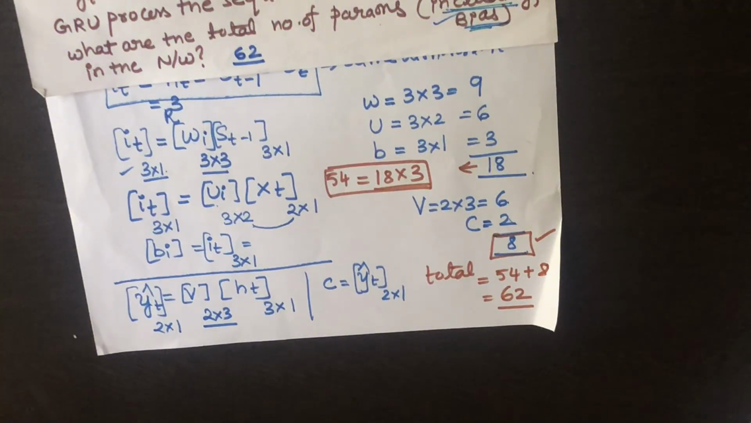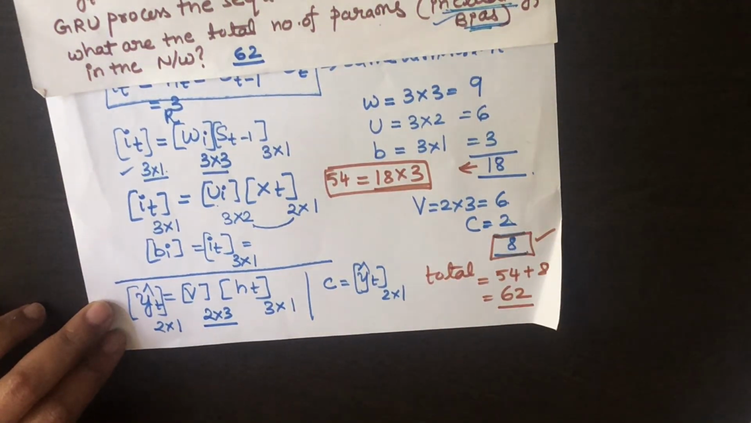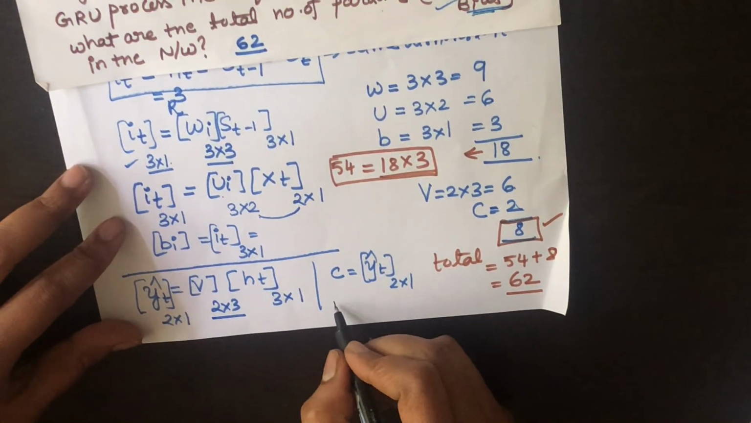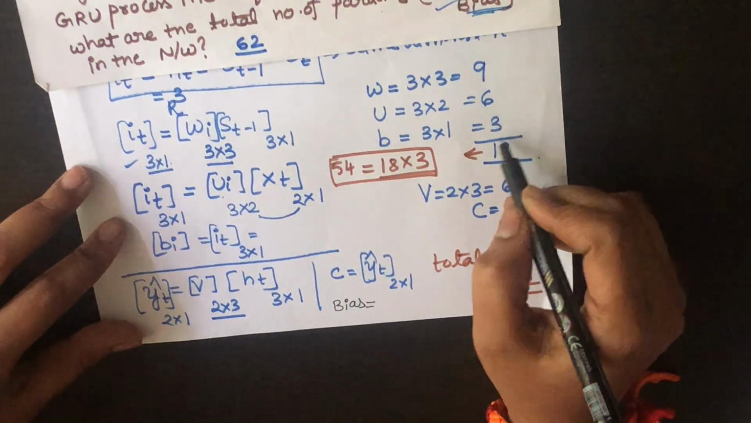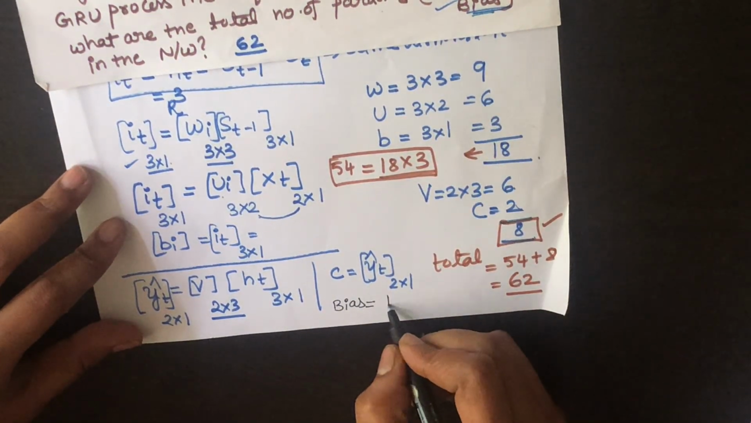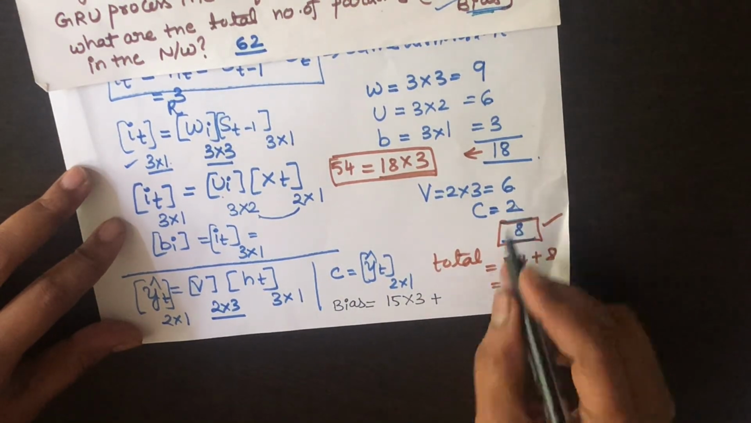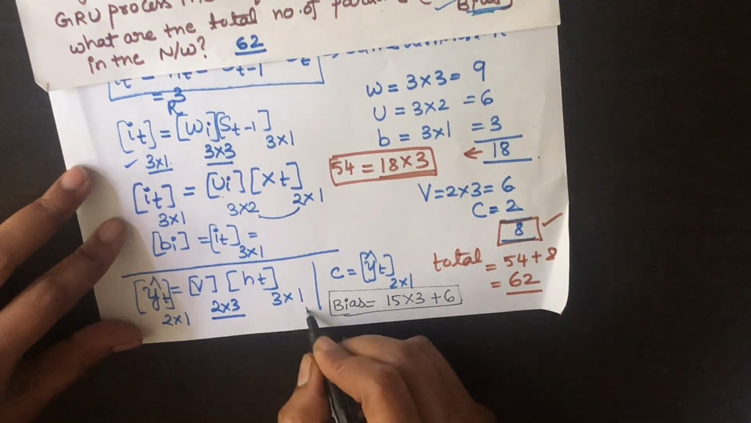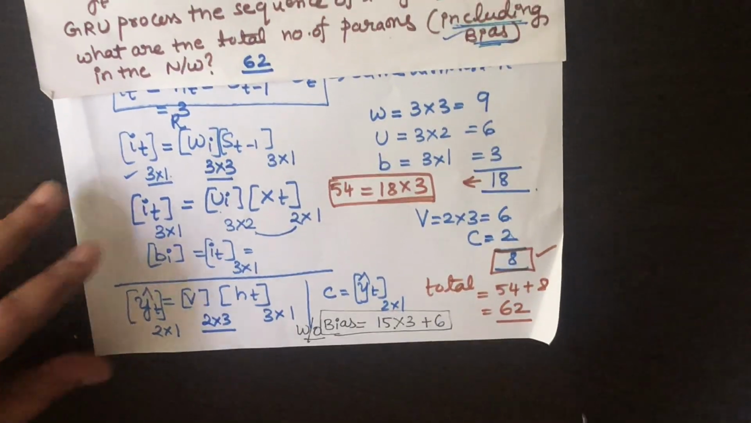If there is no bias, you have to remove these three. Without bias, remove these three, that is 9 plus 6, 15 into 3, plus only 6. So without bias, this is the answer. With bias, total parameters are 62.